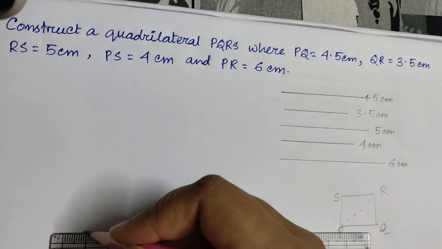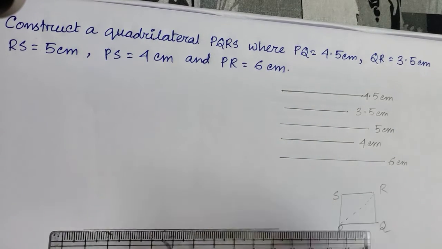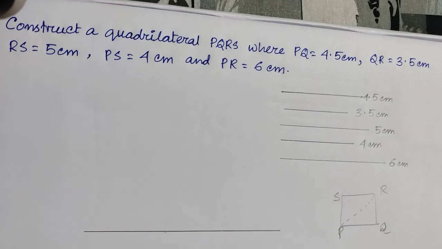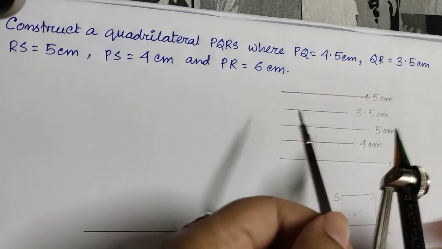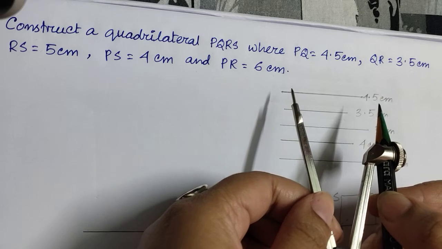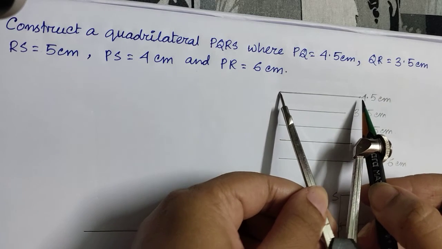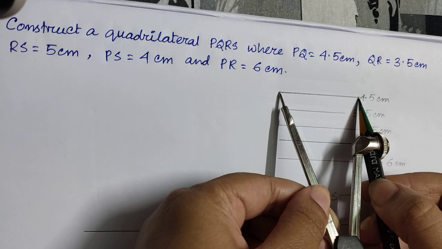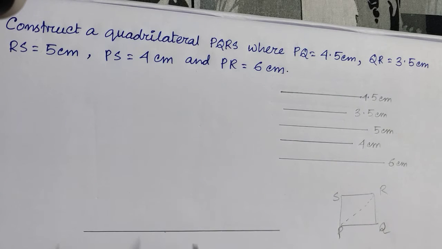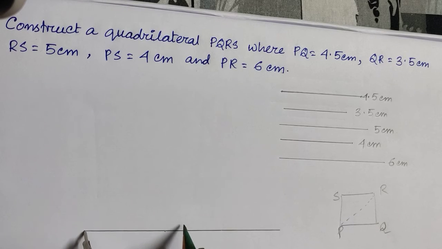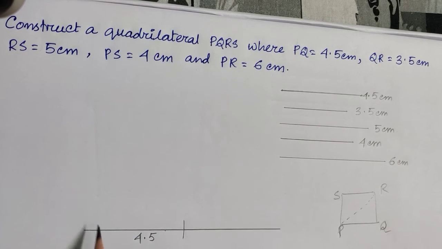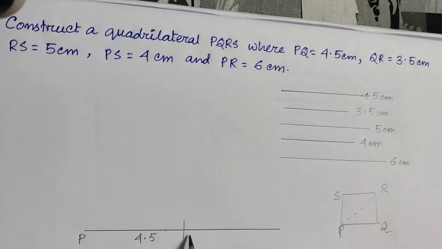So this is the rough line, and the first step is to measure the 4.5 centimeter line segment. This is the value of PQ. Put one end of your compass here, and then draw this arc. This one is 4.5, right? This is P, and this point is Q.